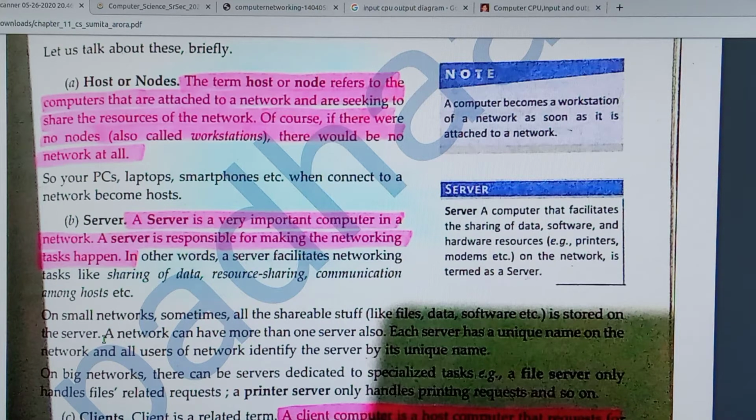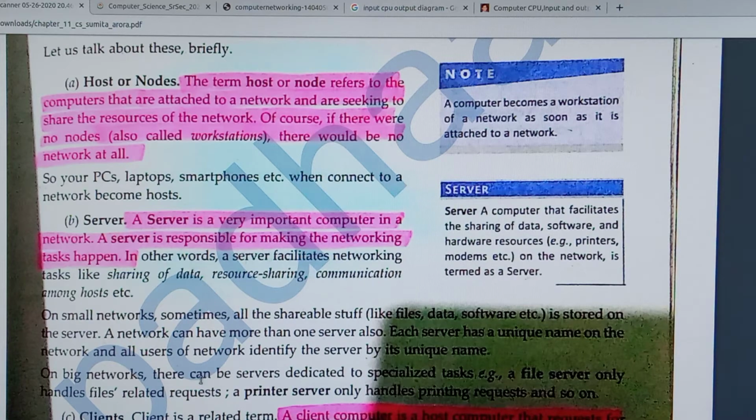So this is only for a big network. For a small network, all the shareable stuff we can store inside that server. On a big network, there are different servers for specialized tasks, like a file server and a printer server. So this is called a server. So we completed host and nodes, then the server.